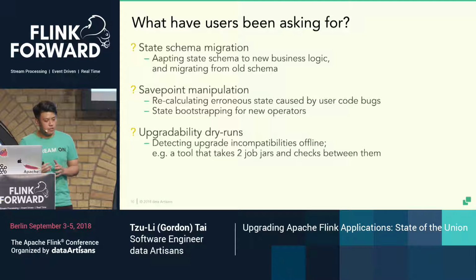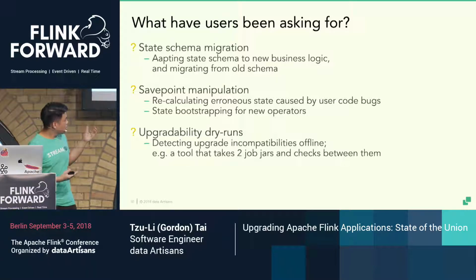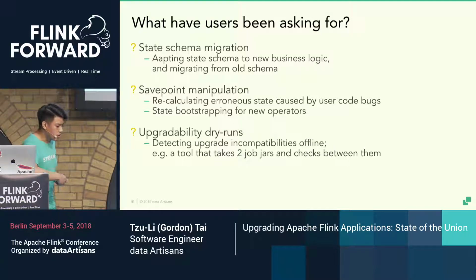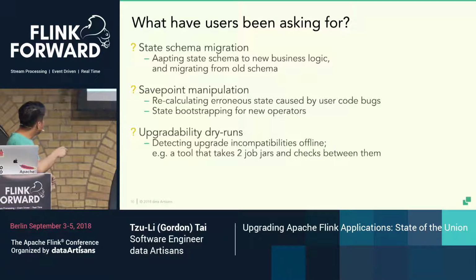So that's what is already available. What have users actually been asking for? Most importantly, state schema migration: how do I adapt my state schema to new business logic? Second is savepoint manipulation.